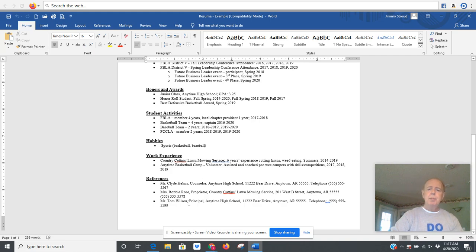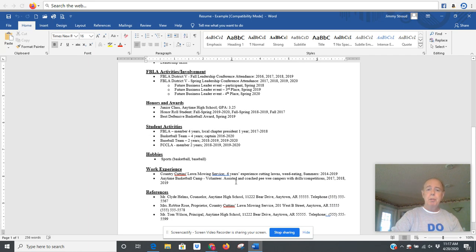And then list some references, which are usually going to come mostly probably from your school. That can be your counselor, your teachers that you have, your administration, but definitely someone that you work for. You want to list those. So it's name, address, and telephone number so they can get a hold of those people to check you out.